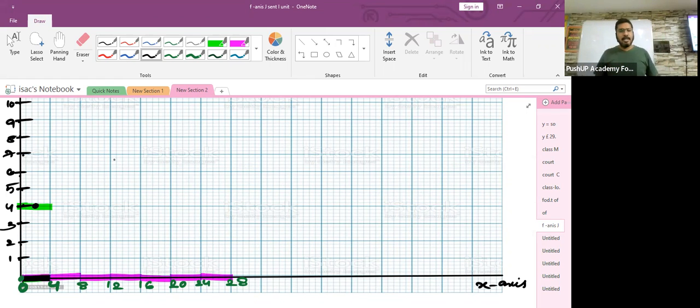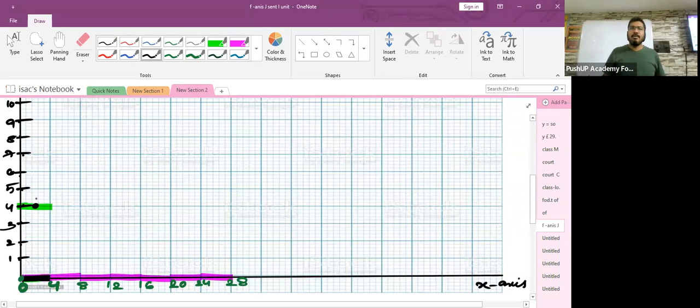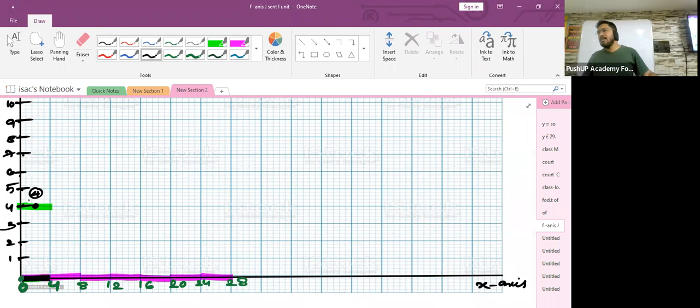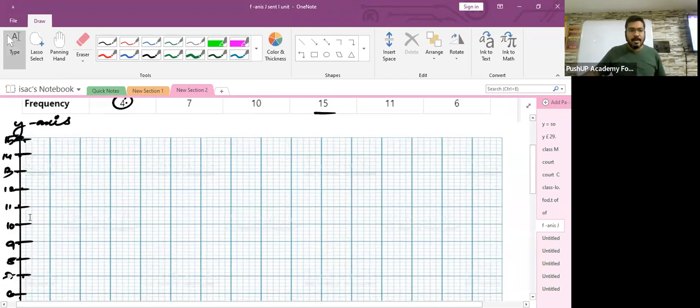Exactly in the middle, children. Exactly in the middle, you show the point. And if you want, you can just represent number 4 over here. This is just for your reference. Okay, you're showing the frequency equal to 4. Easy. The next one, children.